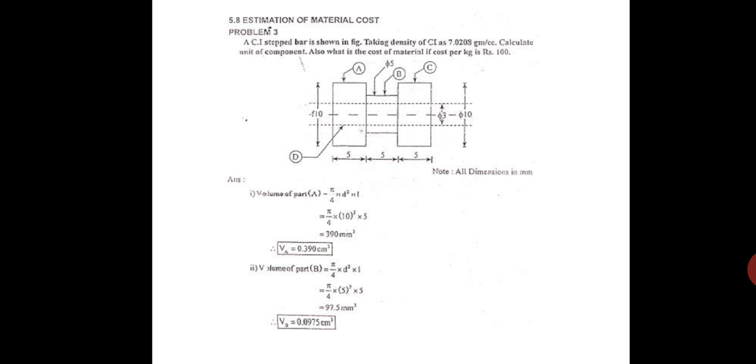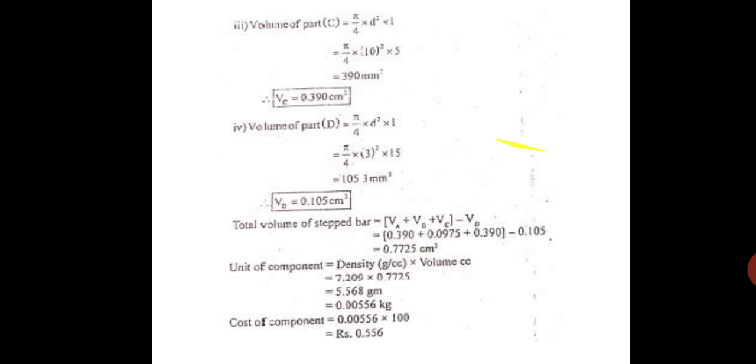Now the volume of part C, pi by 4 into d square into L. Here d is 10 mm and L is 5 mm. So pi by 4 into 10 square into 5 is 390 mm cube. I divide this again by 1000, so it is 0.390 centimeter cube.